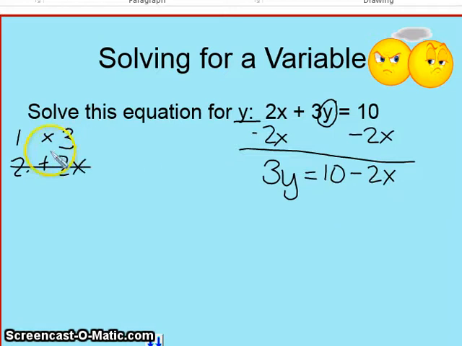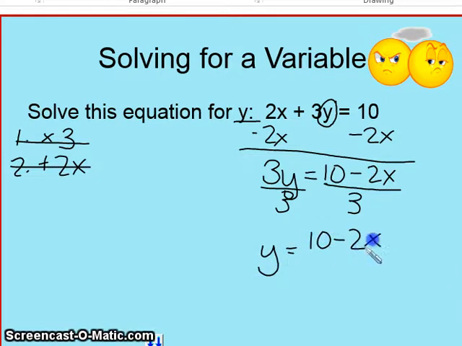Now remember I said my first step, if I knew what y was, would be to multiply it by 3. So I'm going to do the opposite of that and divide by 3. That takes care of that. Now what I do to the left side of the equation, I have to do to the right side, so again, I'm going to divide by 3. Now I can just leave the equation in this form. y equals 10 minus 2x all over 3.